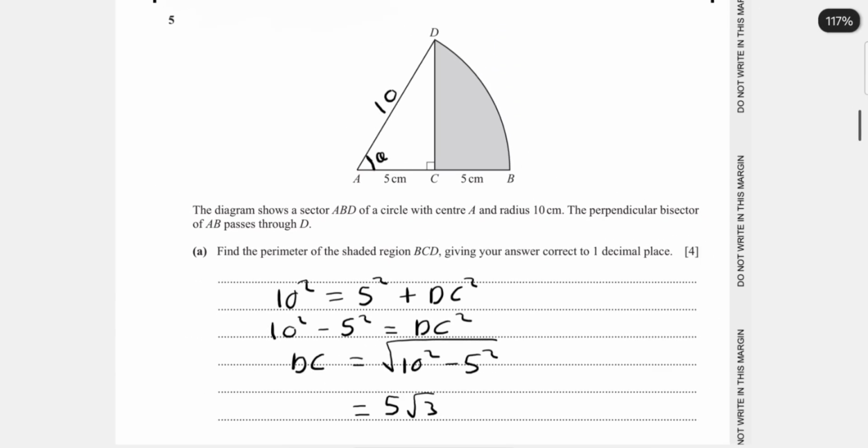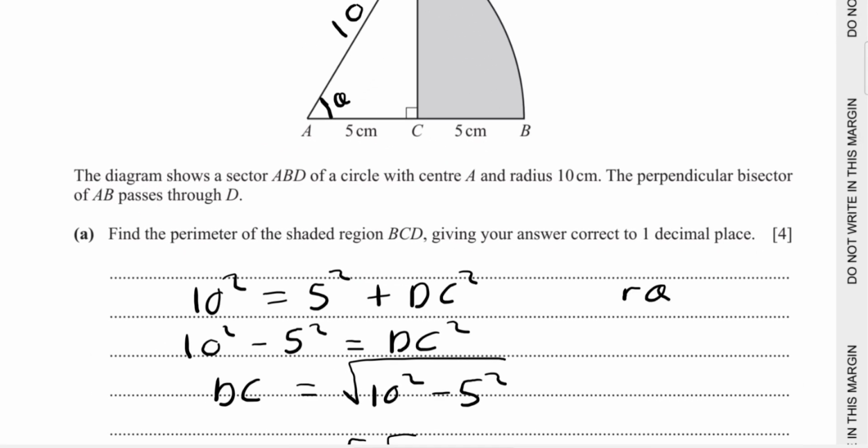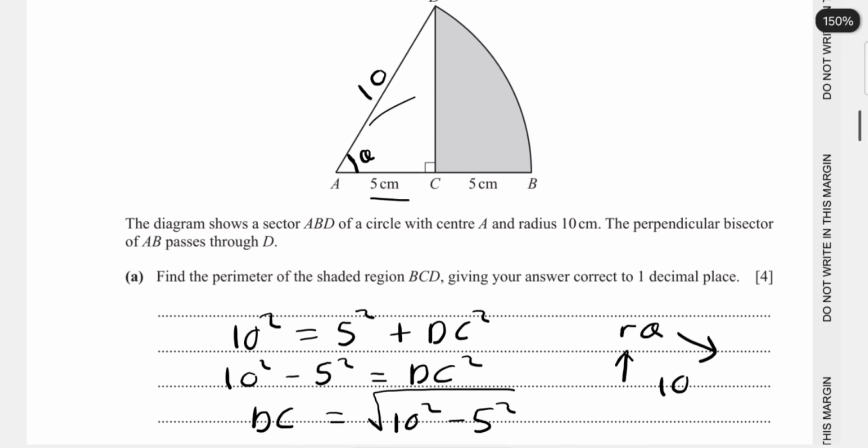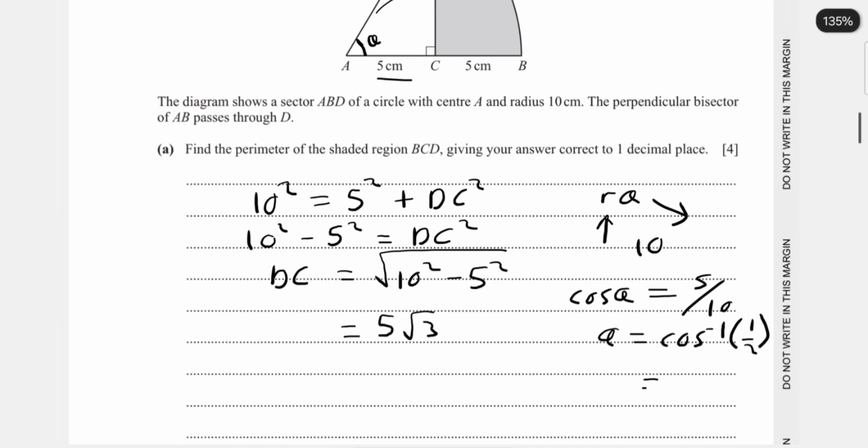Then for us to get theta, since we know that arc length is r theta, we need the theta. R we have, it's 10, but we need the theta. We can use 5 and 10. 5 is the adjacent to angle theta, and 10 is the hypotenuse, so we can use cos theta equal to 5 over 10, and theta equal to the cos inverse of half. 5 over 10 is half, and this in radians will give us a third pi.